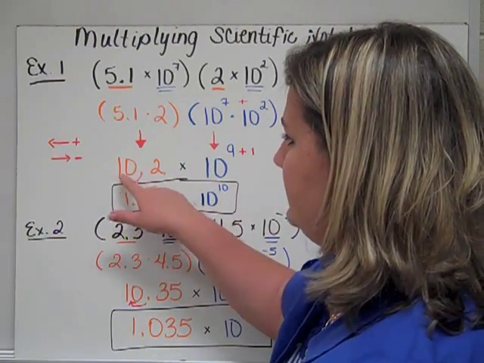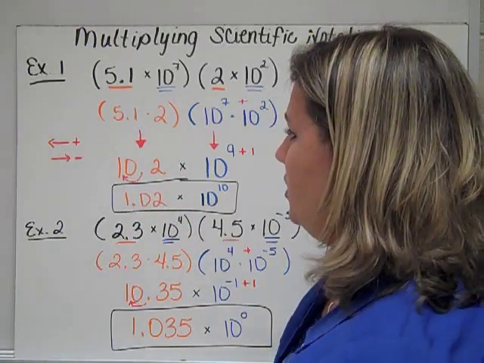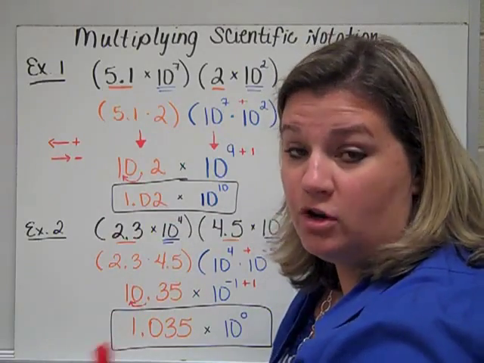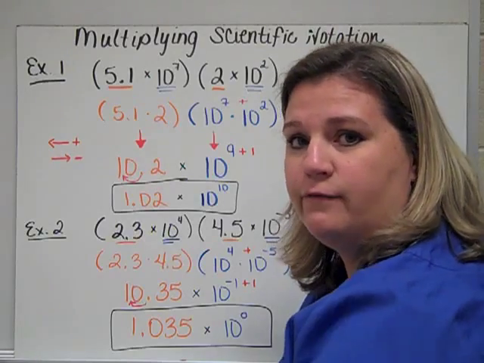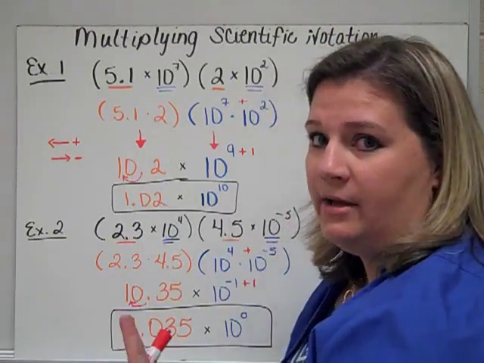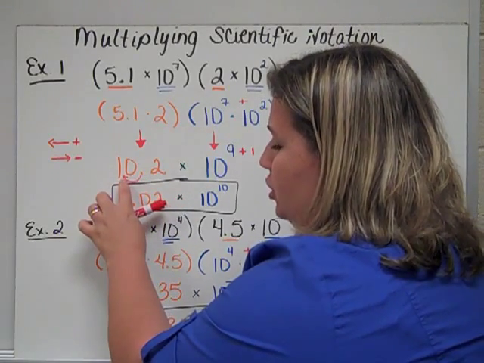When I did that, I get 10.2 times 10 to the 9th. This is where you ask yourself, when you get to this step, is it in correct scientific form? The answer is no, because I have 2 digits in front of the decimal. Remember, Vic number 3 said we need 1 counting number. So that means I have to move the decimal to the left.